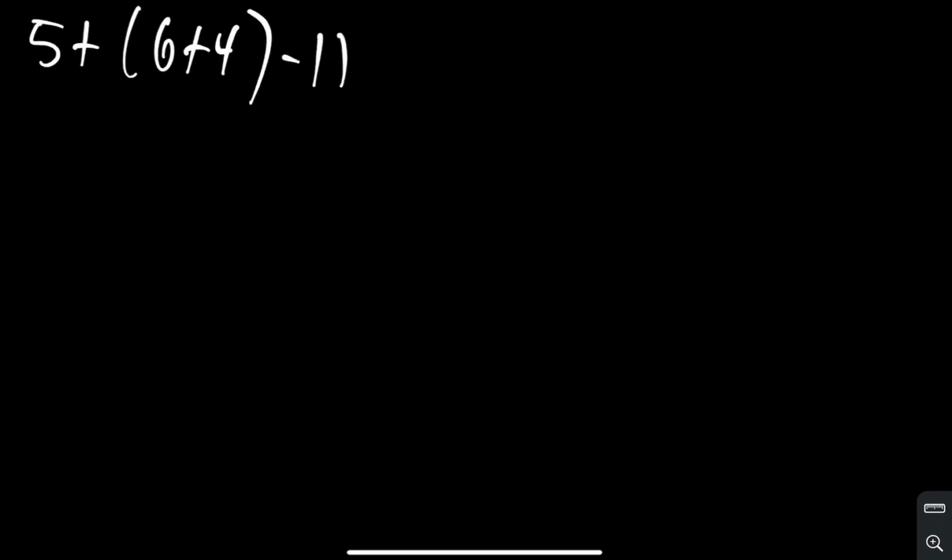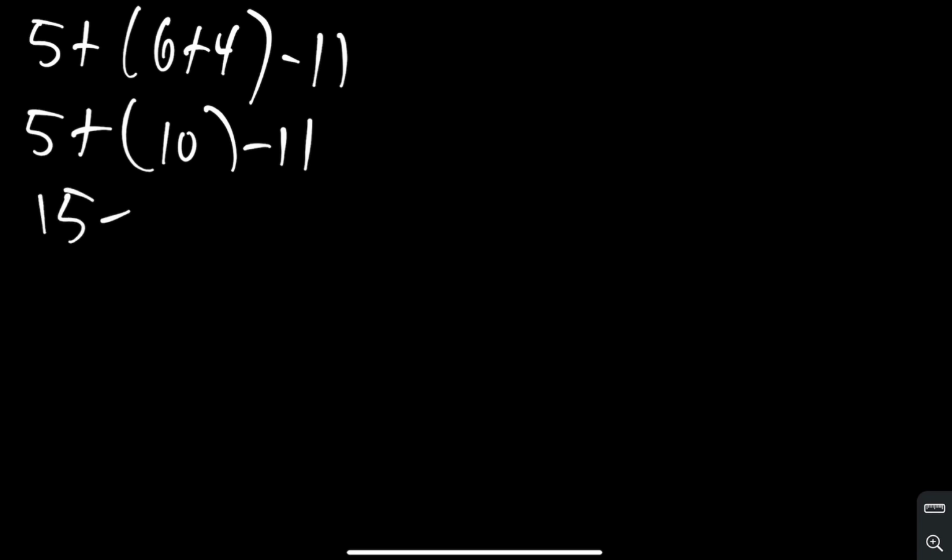So for this problem, we do have a set of parentheses, so we need to simplify that. 5 plus, and then we have 6 plus 4, which is going to give you 10, and then carry the minus 11. So now all we have is addition and subtraction, so we just add these up and subtract some of these. So 5 plus 10 is going to give you 15 minus 11. And then 15 minus 11 is going to give you 4. So that's going to be your answer.